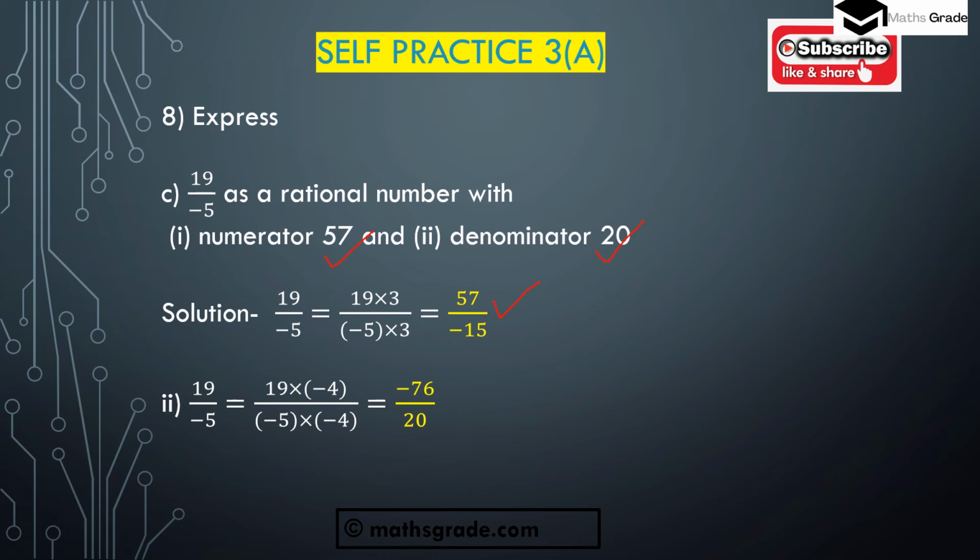Now we have to find the rational number whose denominator is 20. We know denominator minus 5 multiplied with minus 4, we get 20. So multiply the number minus 4 with numerator 19 also. So multiply numerator 19 with minus 4, we get minus 76, and multiply the denominator minus 5 with minus 4, we get 20. So we get minus 76 divided by 20, which is equivalent to the rational number 19 divided by minus 5 with denominator 20.